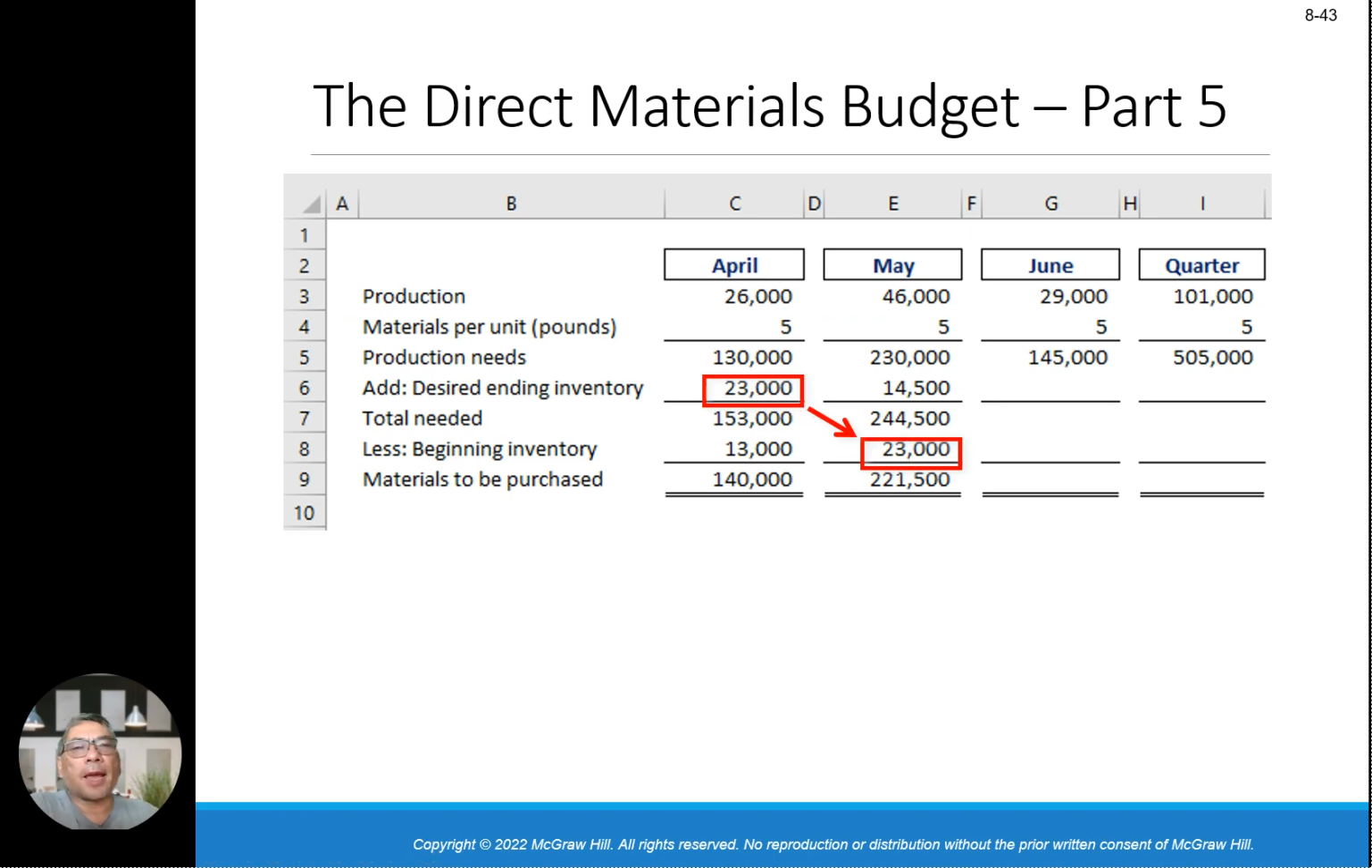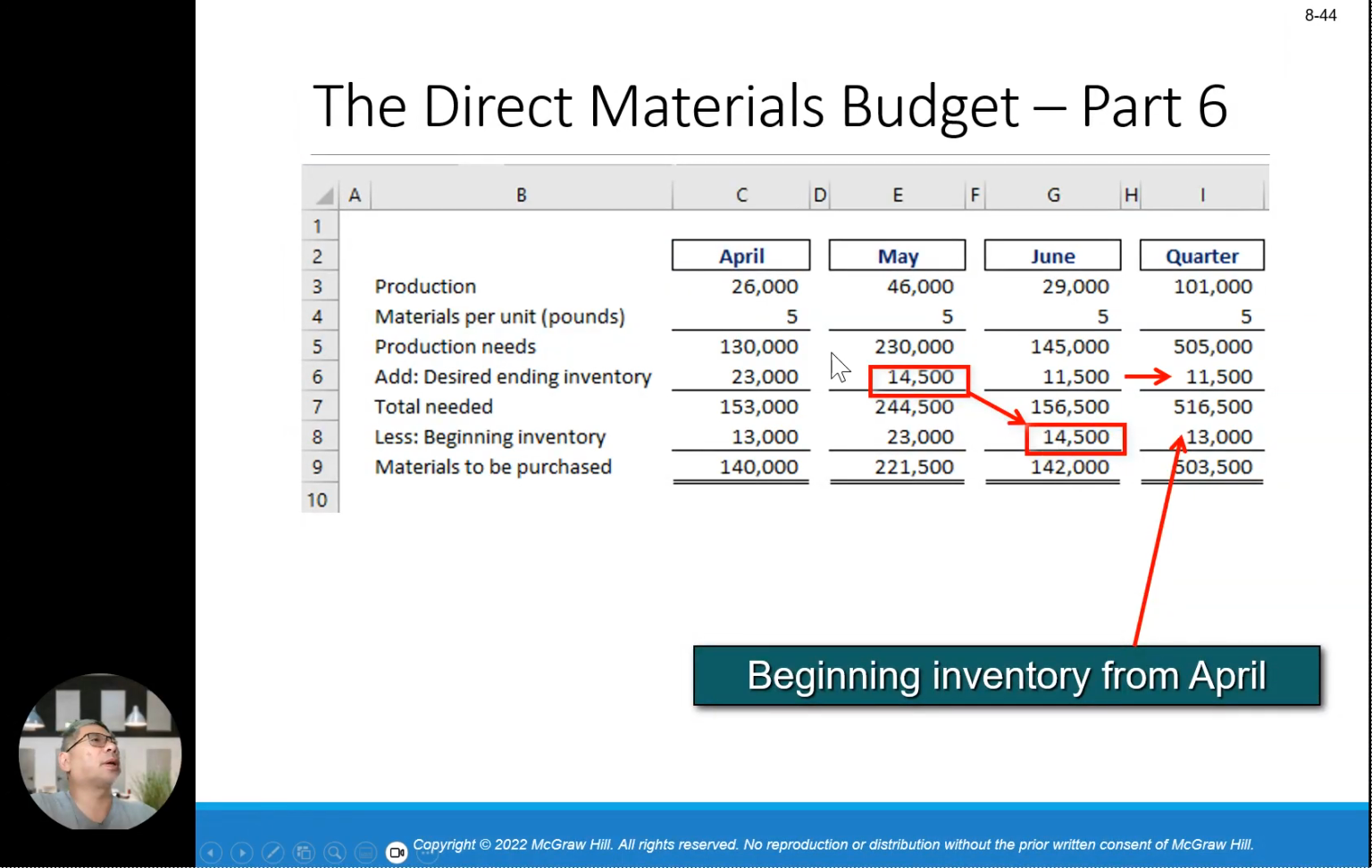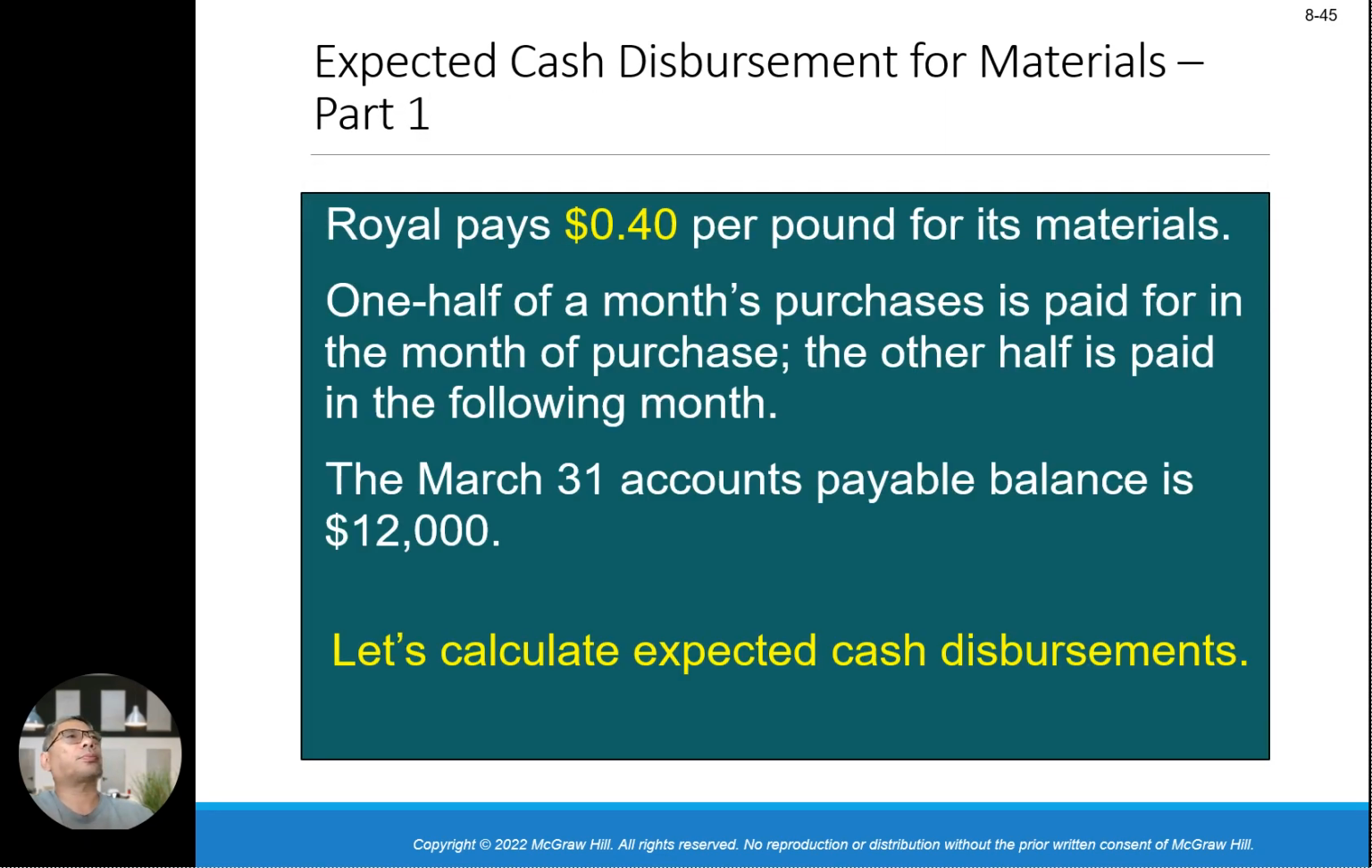Okay, then look at the next slide. This is going to be the same thing, 14,000, but this is the ending of the quarter here. Beginning inventory will be 13,000 here. Okay, all right, let's look at the next line. Royal pays 40 cents per pound for its material. One half of the amount purchased is paid for in the month of purchase. The other half is paid in the following month. March 31st accounts payable is 12,000.